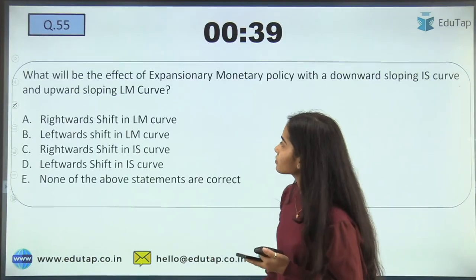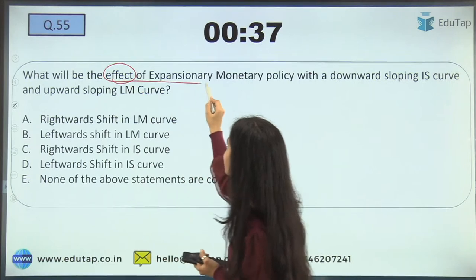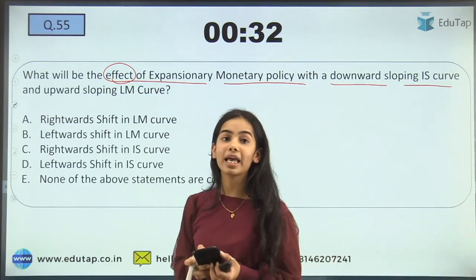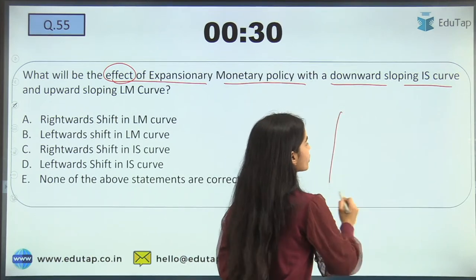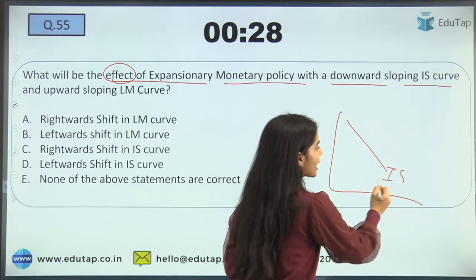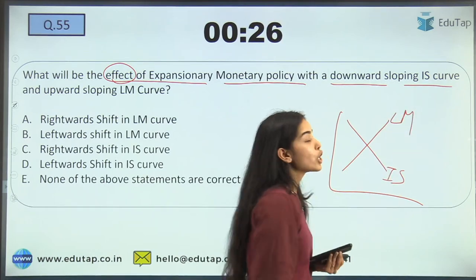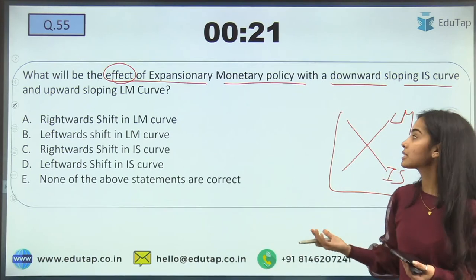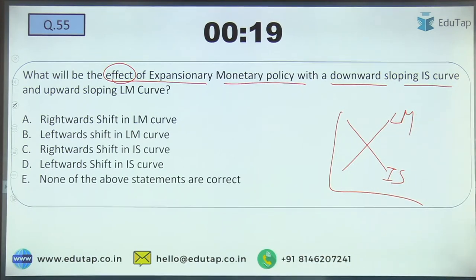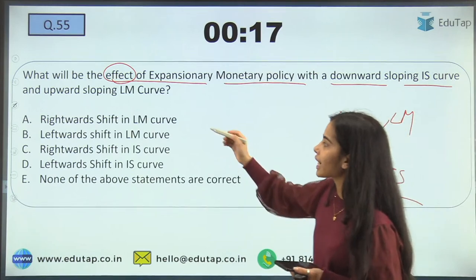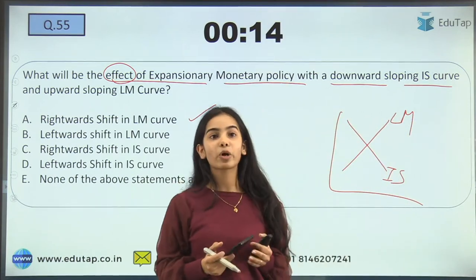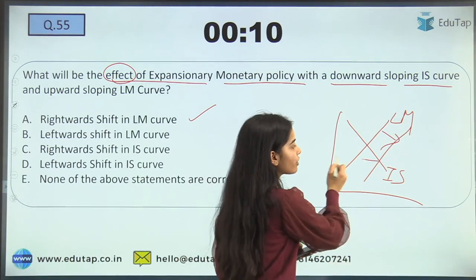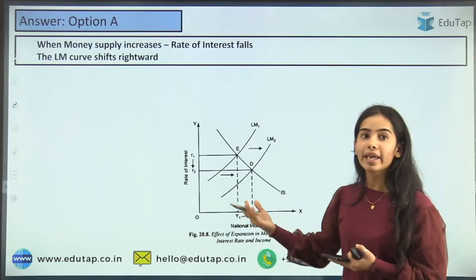Next question is, what will be the effect of expansionary monetary policy with a downward sloping IS curve and upward sloping LM curve? So here it is just saying that there is a downward sloping IS curve and upward sloping LM curve. So what will be the effect of expansionary monetary policy? So try to answer this one. Okay, I have already got the right answer, that is a rightward shift in the LM curve, that when monetary policy is expansionary, money supply will increase and interest rate will decrease. So here is the right answer.